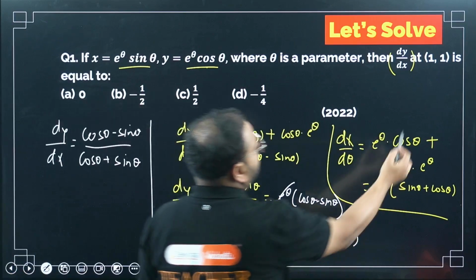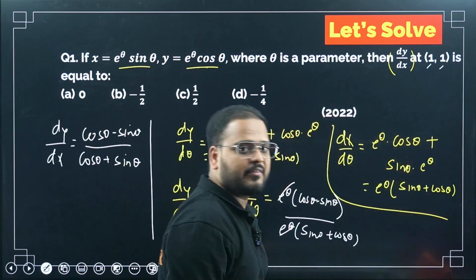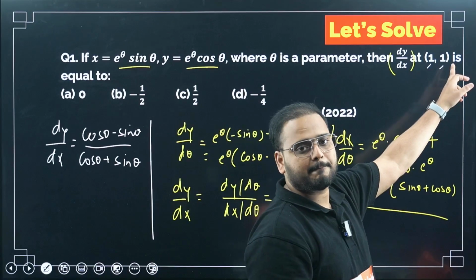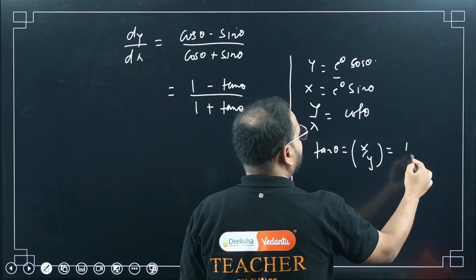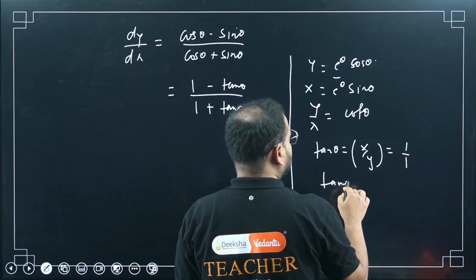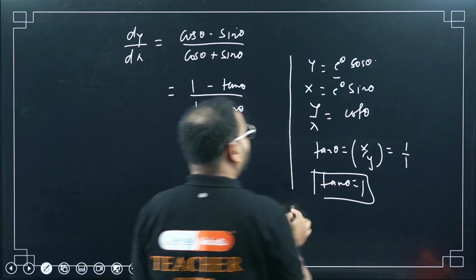Now what is this? Tell me here. x is 1, y is 1. They've given it, no? x is 1, y is 1. We have to find the dy by dx at that point. So this will become 1 by 1. So what is my tan theta? Tan theta is simply 1. Right or not?